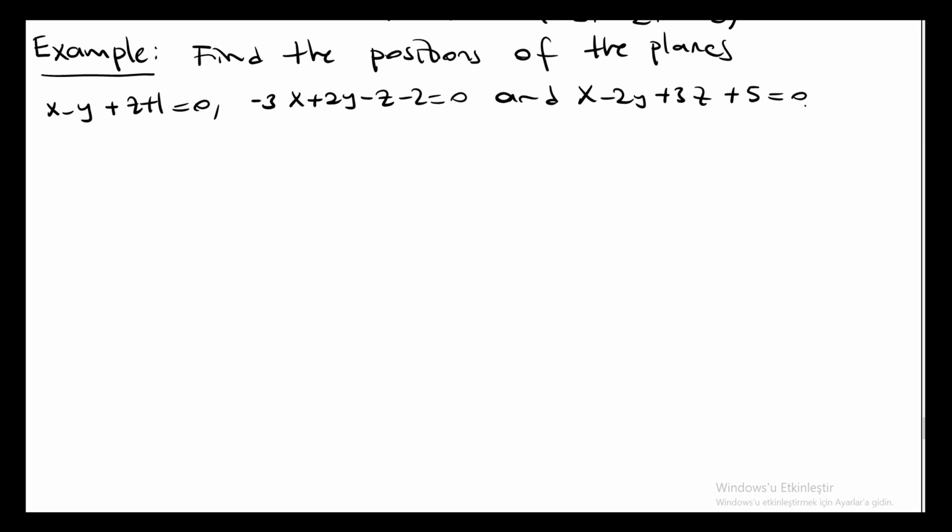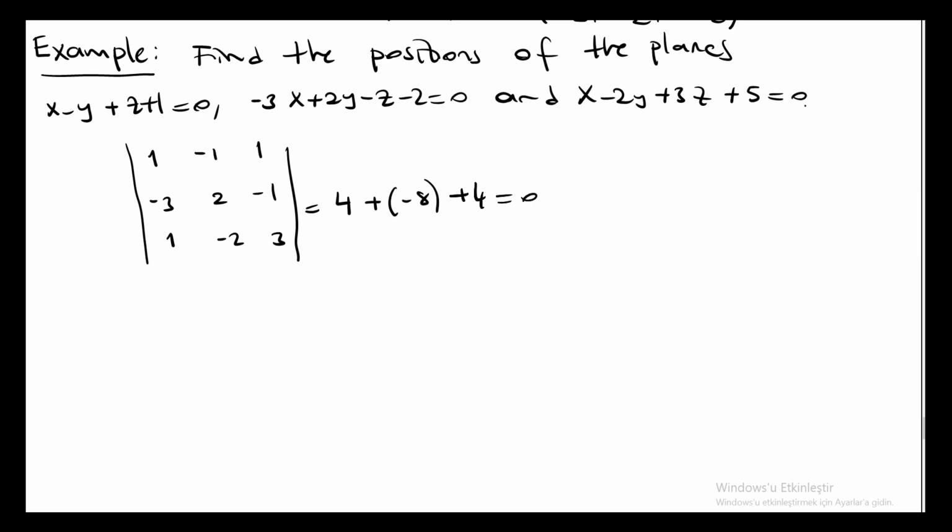Okay, again let me find these coefficients. Determinant 1, negative 1, 1, negative 3, 2, negative 1, 1, negative 2, 3. So you have 1 times, here, 6 minus 2 will be 4, and here, because it is negative, it will be positive now, negative 9 plus 1, so negative 8, and here 6 minus 2 will be 4. So no unique solution. So it means there is no unique intersection point.